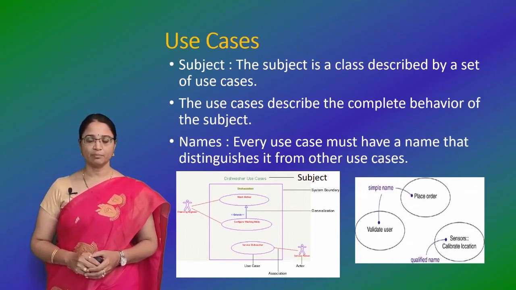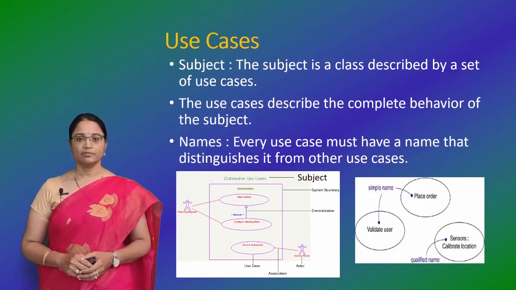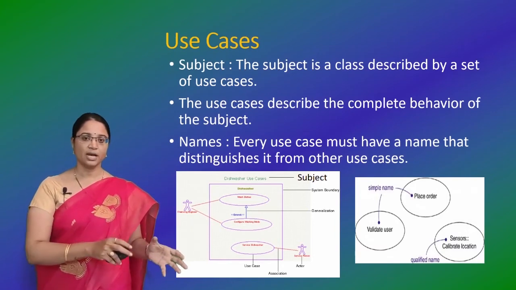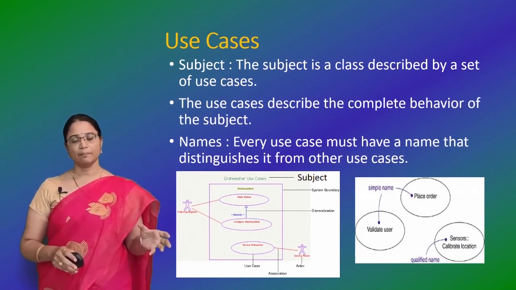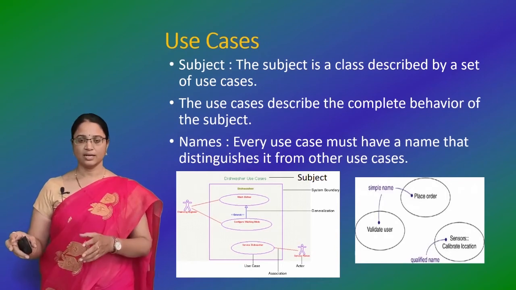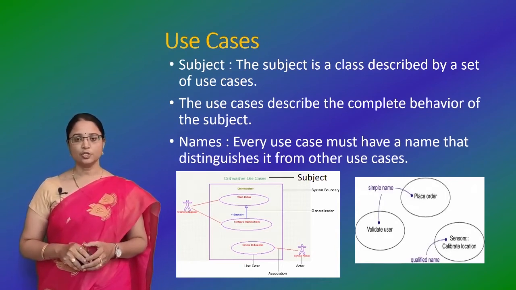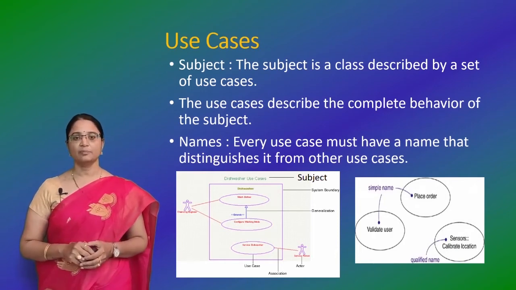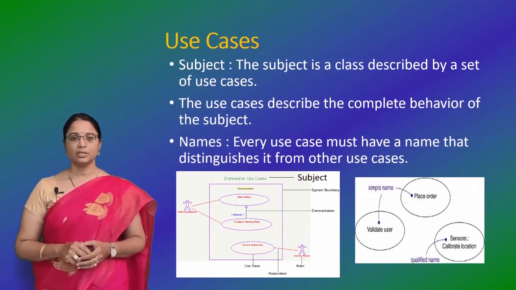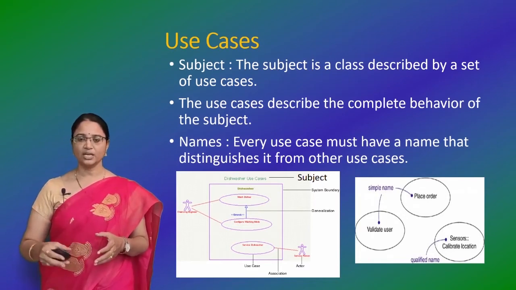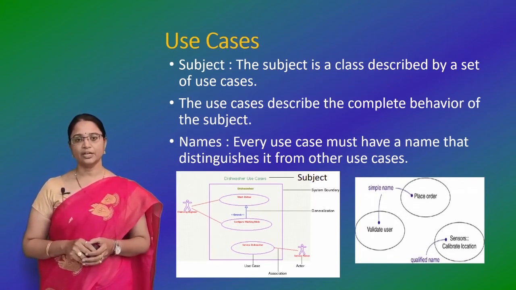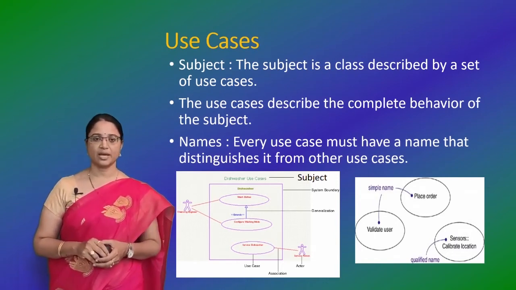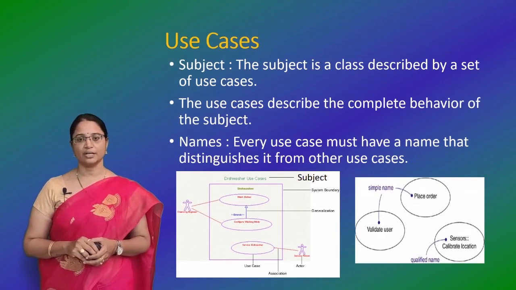Coming to the qualified name, in the classes we already know that if the classes are conceptually connected, then we place all these classes in a package and we'll give that package name and the class name. Here also similarly, the conceptually similar use cases are placed in a package. If you see here, sensors calibrate location. It means sensor is a package, calibrate location. If you go in a car and your GPS will be calibrating the location. So that is one type of a sensor. So it is placed in the sensors package. So this is known as a qualified name.